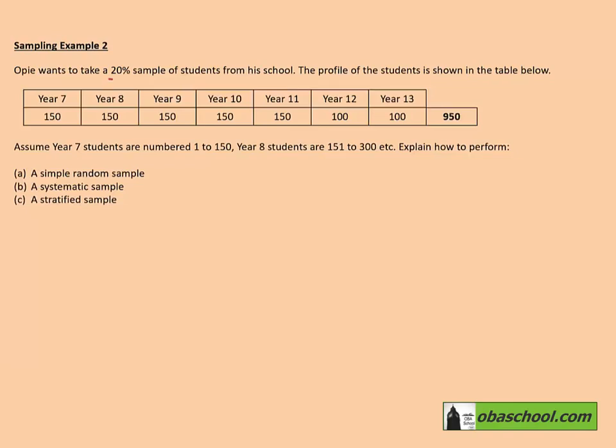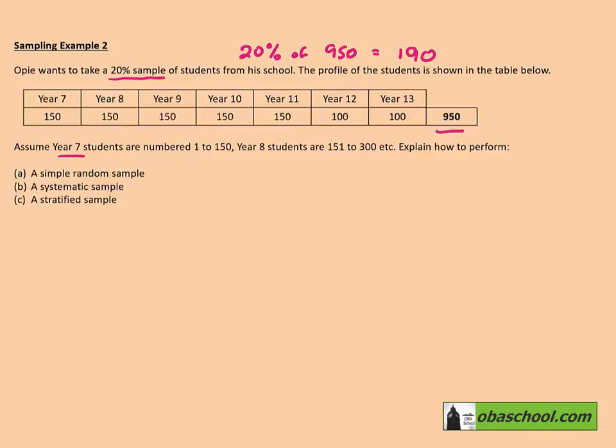Opie wants to take a 20% sample of students from the school. The profile of the students is shown in the table below. See, there's 950 in all. Now, if we just think about 20% of 950, we know that 10% is 95, so just double that. We're wanting a sample of 190 students.